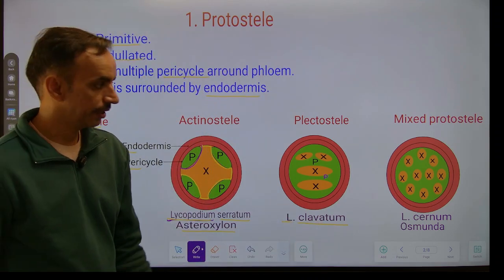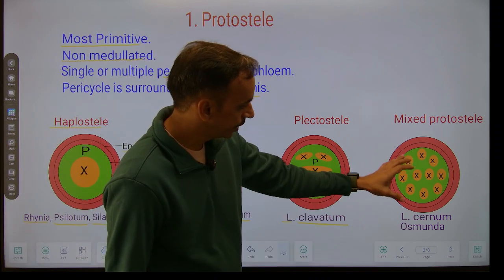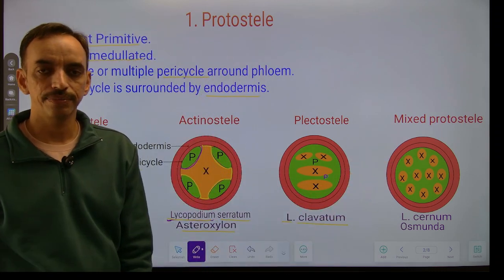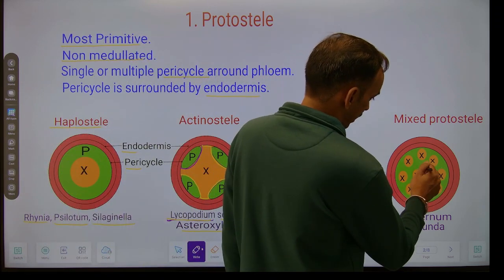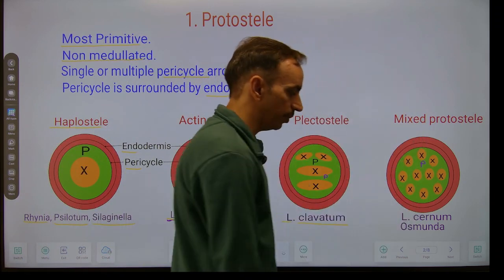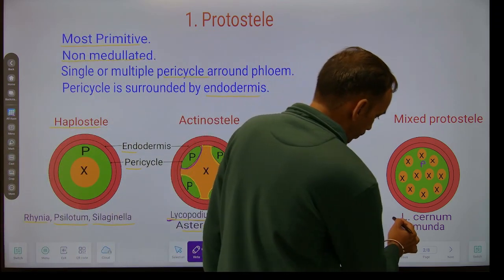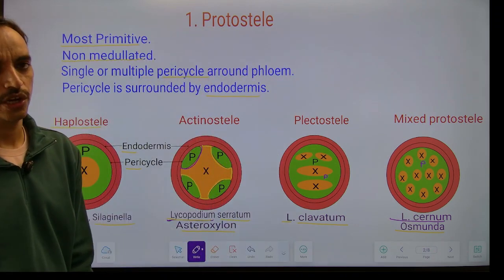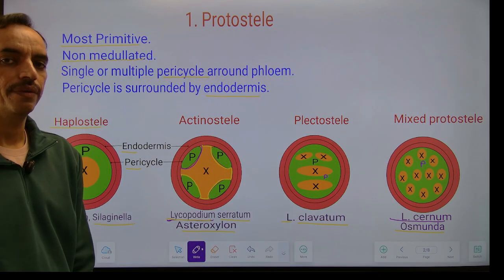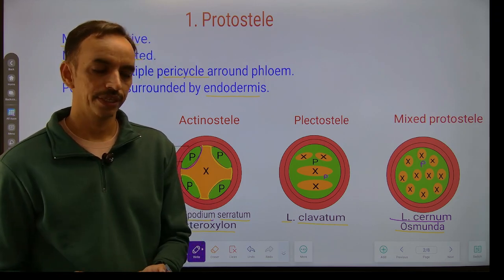Next is the mixed protostele, where you can observe scattered bundles of xylem in the phloem. There is a presence of xylem bundles in the phloem, and this type of structure is found in Lycopodium cernuum and Osmunda. So this is all about the protostele, where we do not have any medullation or pith.